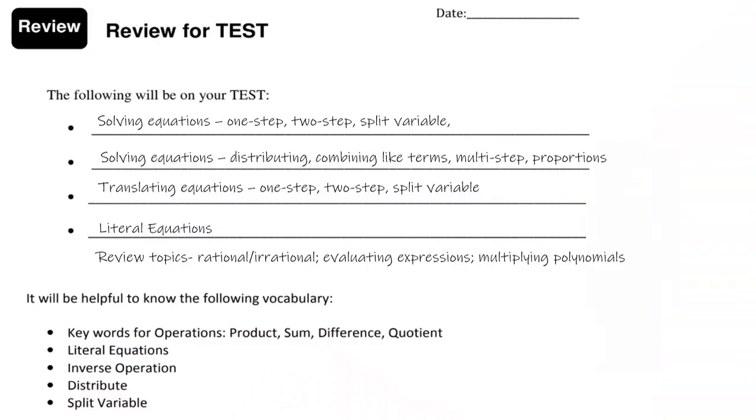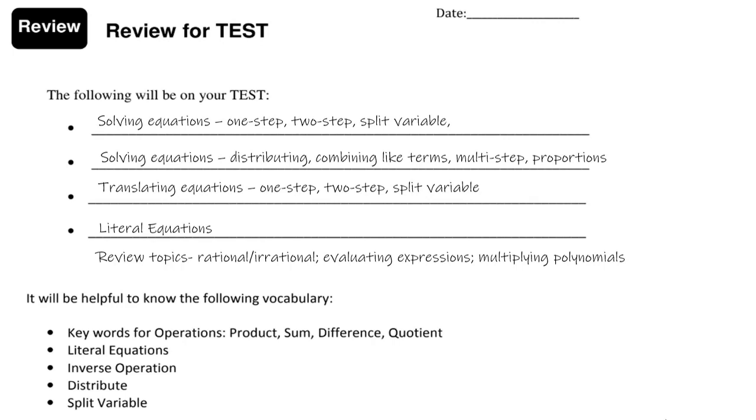All right, so just a really quick review of what's going to be on your test. The following will be on your test. The first bullet, solving equations. These are basic level things that you may have been originally taught in 8th grade. 1-step, 2-step, and split variable equations. A little more challenging, the ones that we taught that are going to be at more higher level. You're solving equations with distributing, combining like terms, ones that involve multiple steps, and ones that involve solving proportions.